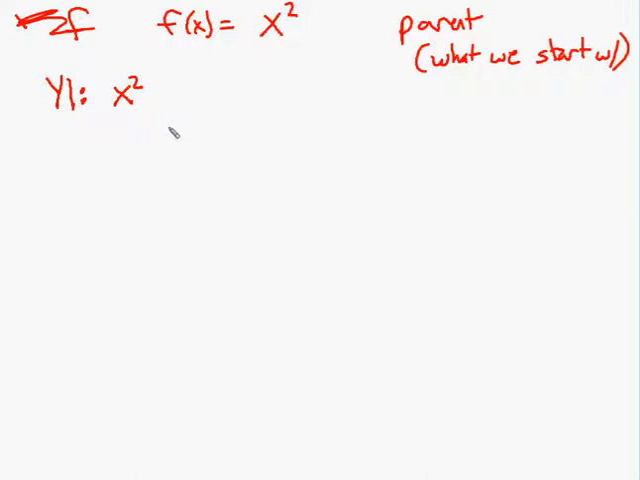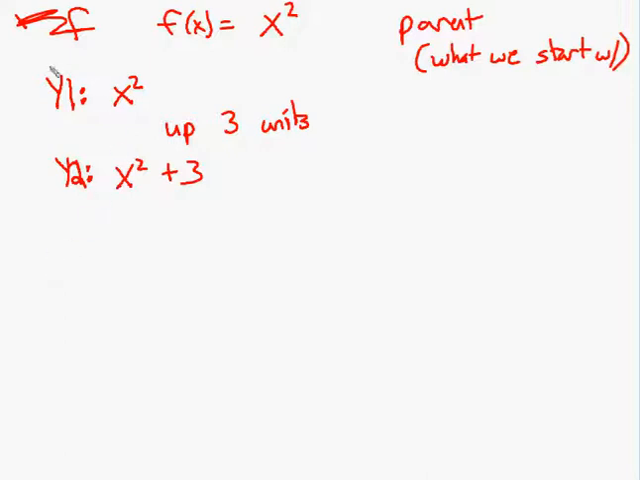Now let's say I want to translate this up 3 units. So in y2, I'm just going to add 3 to that. So I have x squared plus 3. Go ahead and graph that and verify that that's exactly what happens. Oh, this shouldn't be y1, that should be y2, right?